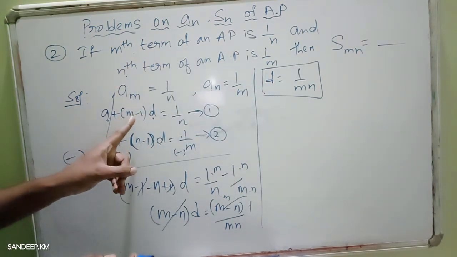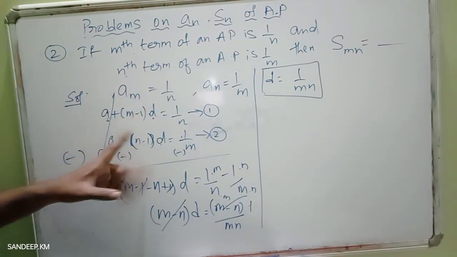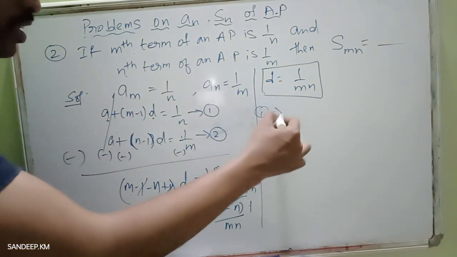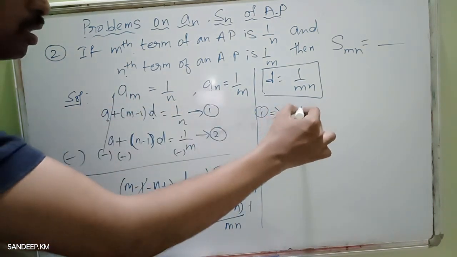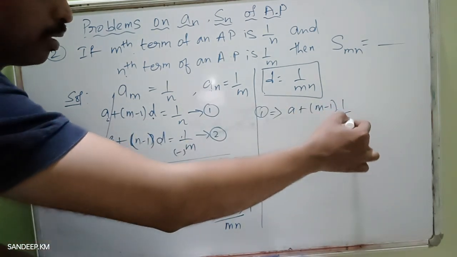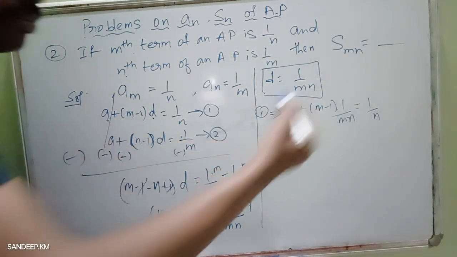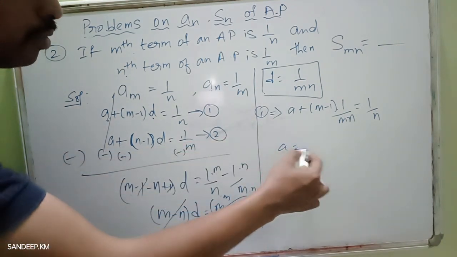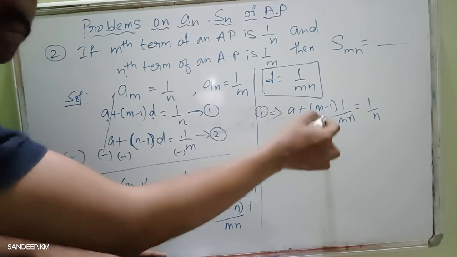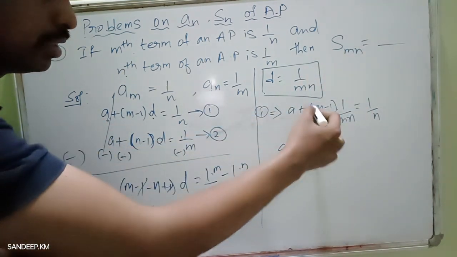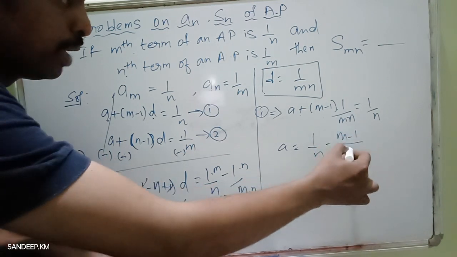I can substitute in any one equation, either the first one or the second one. Let me substitute the common difference in the first equation. What will I get? a plus m minus 1 into the common difference, which is 1 by mn, equal to 1 by n. Let me transpose to find the a value. So a is equal to, if plus of this term goes to the right side, it becomes minus. So 1 by n as it is minus m minus 1 by mn.